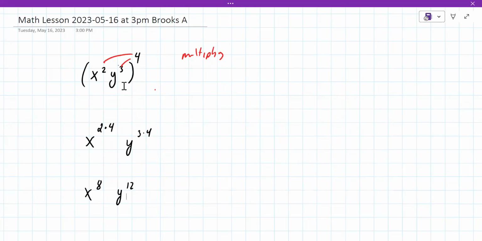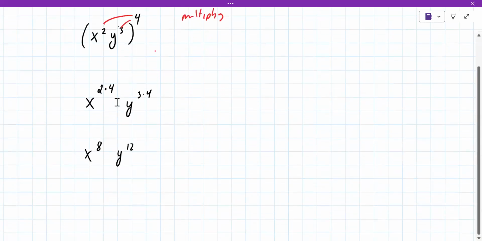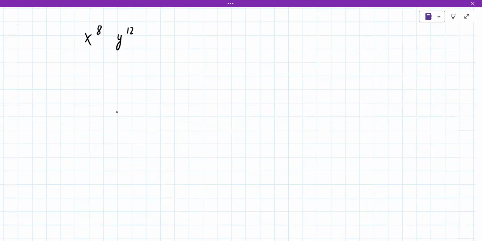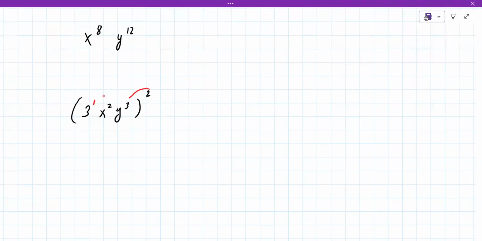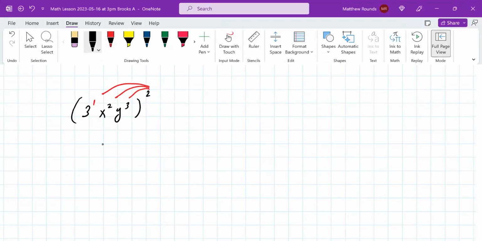Is that clear? Is that something you saw in class? Yeah. Okay. Where it gets a little bit more difficult is when you have a number inside. So let's say it's like 3x squared y cubed to the power of 2. There's really an exponent of 1 above the 3. So you're taking this 2 and distributing it to each of those. So you're multiplying the exponent by 2.